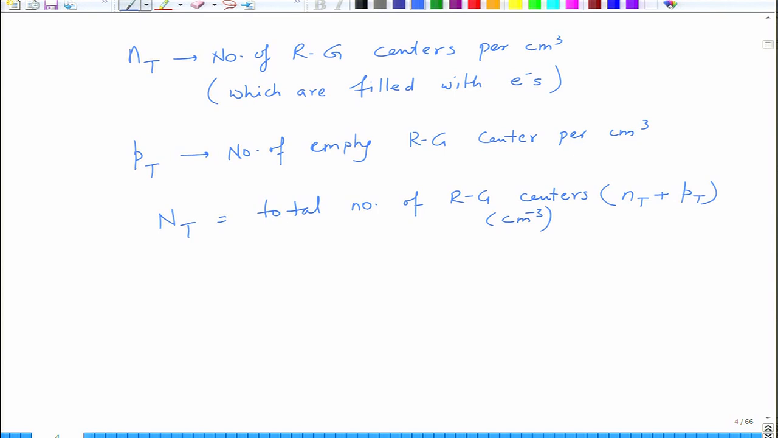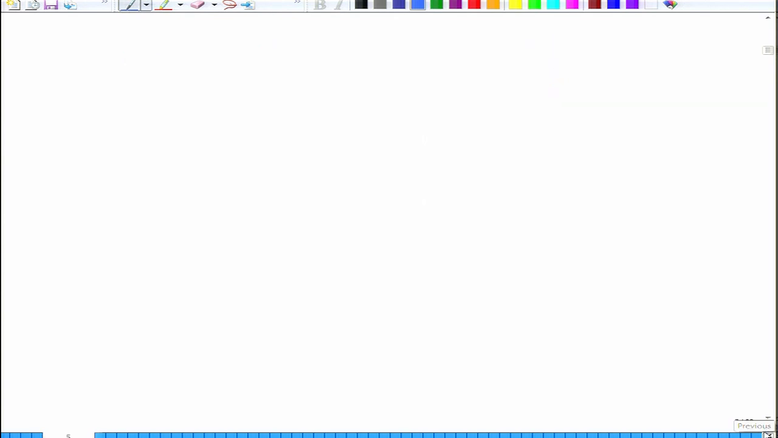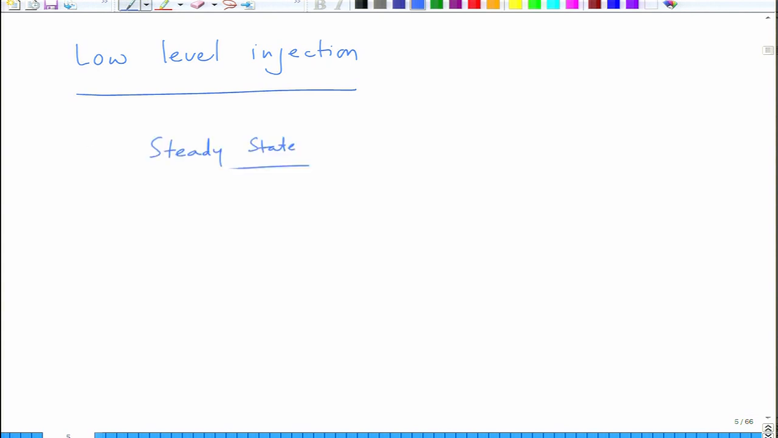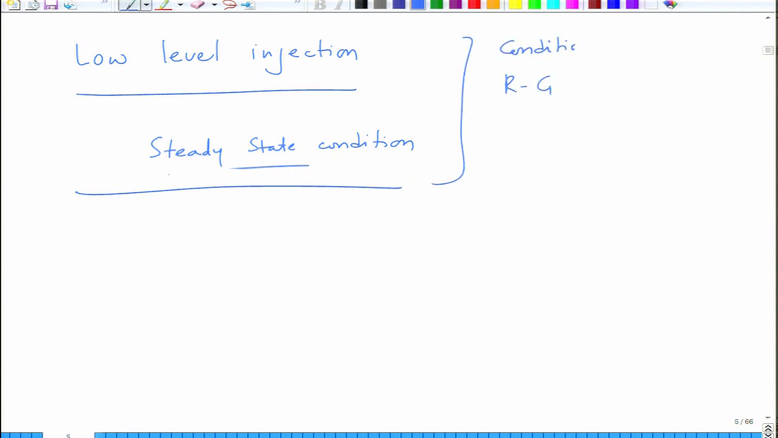Now let me give you some idea about another condition that we follow in semiconductors. It's not always applicable, but quite often it's useful: low level injection. We will discuss later what this condition is. You can have a low level condition, and you can have a steady state condition. So there are a few conditions for recombination generation statistics. We can't derive everything, but we will see the expressions that come about after these equations.